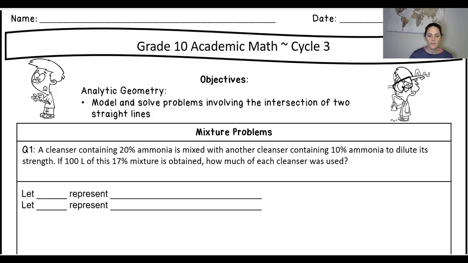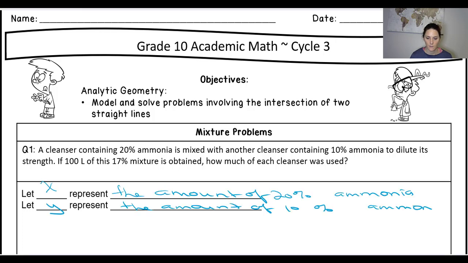Okay, so I'm going to define my two variables. I'm going to let X represent the 20% ammonia, and I'm going to let Y represent the amount of the 10% ammonia. Next we're going to come up with our two equations. The first equation is going to deal with the volume. I don't know how much of each that I need, so I'm going to say X plus Y equals 100 is my first equation.